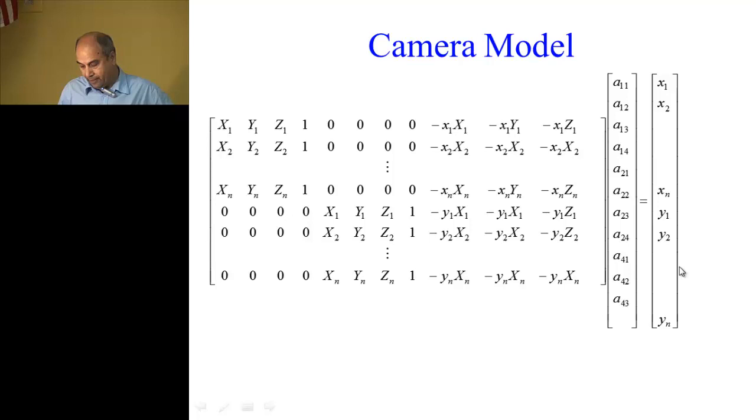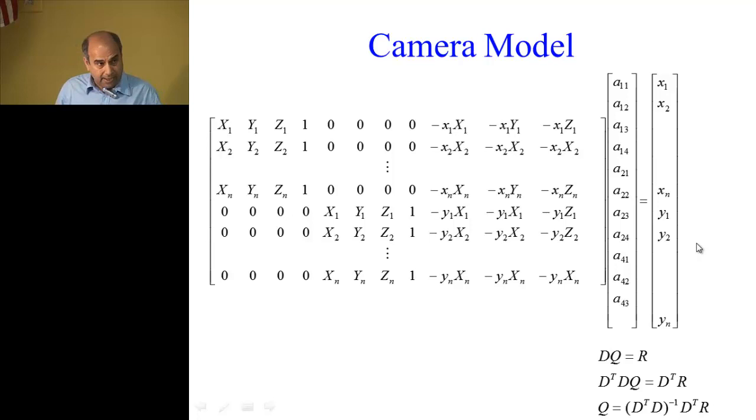So now we'll call this matrix D. This is the Q vector which I want to find out. This is the R vector, which I know because these are the image coordinates. And this matrix is not square. It is 2n by 11. It's not square. But I can force it to be square by pseudo inverse. I multiply by D transpose on both sides. And D transpose D will become square. I can bring it here. So then I can find this Q like this.